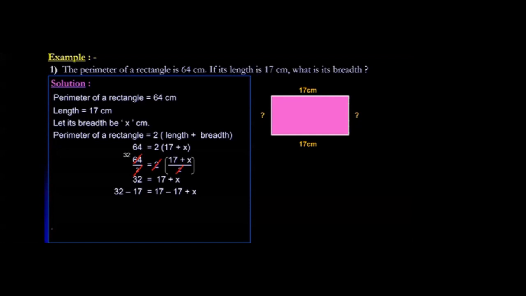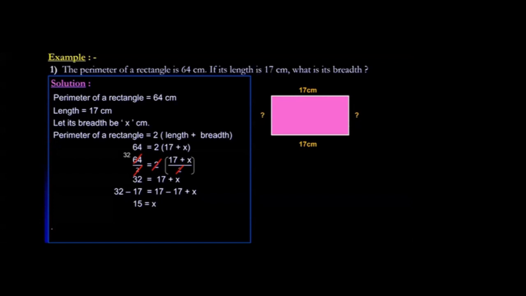Now here also, as per the algebraic expression, addition is there. If addition is there, we are going to do subtraction of the number which is there with the variable on both the sides to equalize the algebraic expression. So 32 minus 17 equals 17 minus 17 plus x. 32 minus 17, it will be 15. 17 minus 17, it will be 0. 0 plus x, that means x. So the value of x that we got is 15.